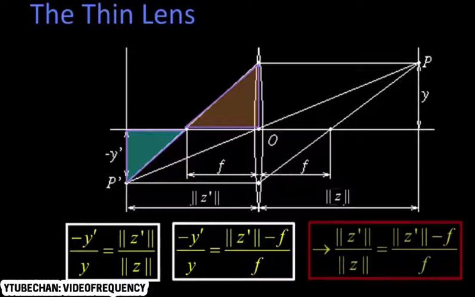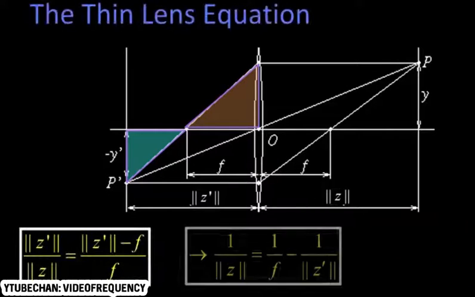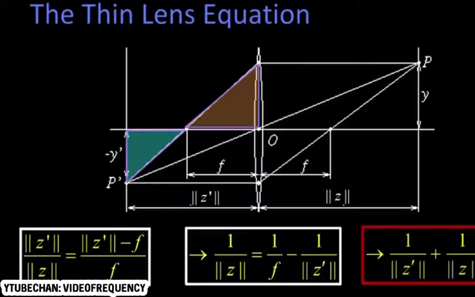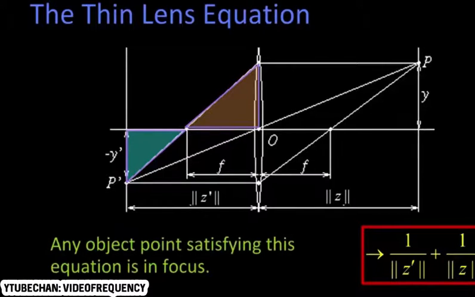Combining these two formulas gives us this formula. Not rocket science here, we're just setting the two left-hand sides the same, so we set the two right-hand sides equal to each other. We continue, we play around with the math a little bit, and we get this very simple formula: 1 over the magnitude of z prime plus 1 over the magnitude of z equals 1 over f. That's the thin lens equation, and any points that satisfy that equation are in focus.